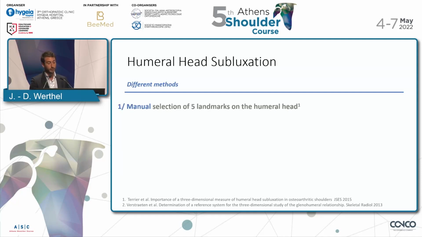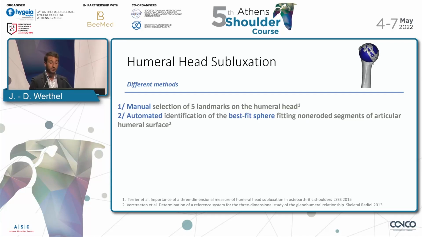Then for humeral head subluxation, again, 3 methods have been shown. The first one is to determine the humeral head by manually selecting 5 points on the humeral head, or you can identify the head automatically by calculating, automatically identifying the best fit sphere that fits the non-eroded segments of the articular humeral surface, as you can see on that picture.